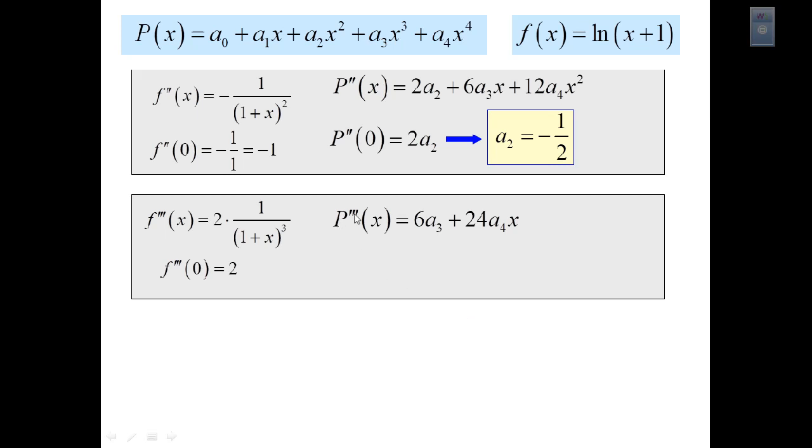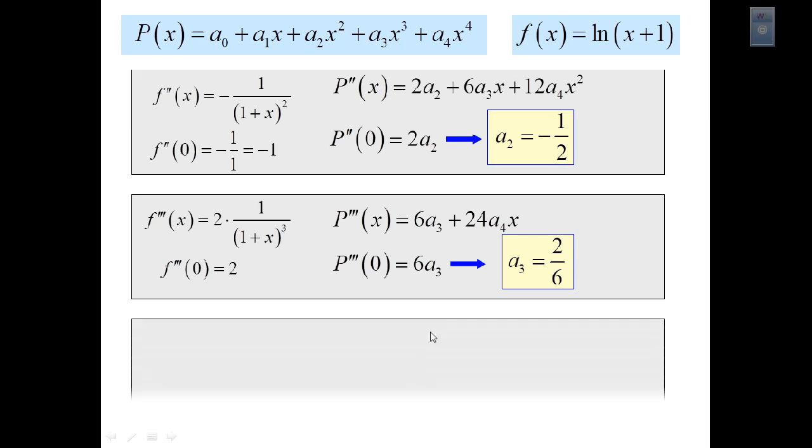Now, once again, p triple prime of 0 is going to be 6a cubed, because this x becoming a 0 takes this term out. And with our approximation, remember, these should be equal. So f triple prime of 0 should be equal to p triple prime of 0. So 2 equals 6a cubed, which when we solve that, we're going to end up with a sub 3 is 2/6 or 1/3.